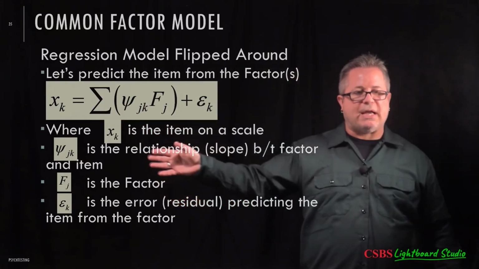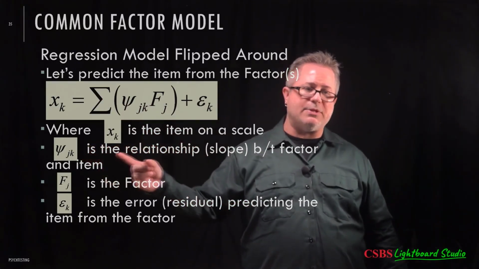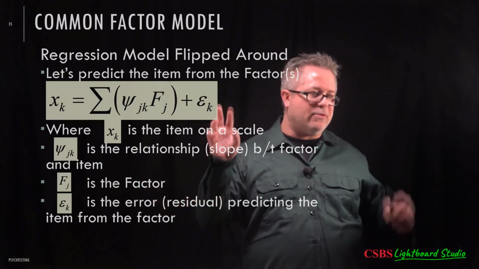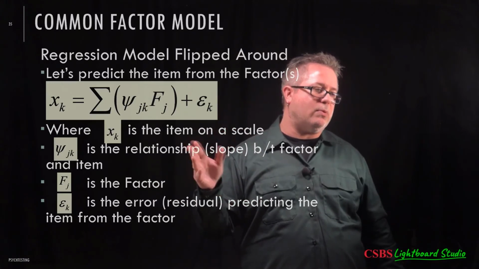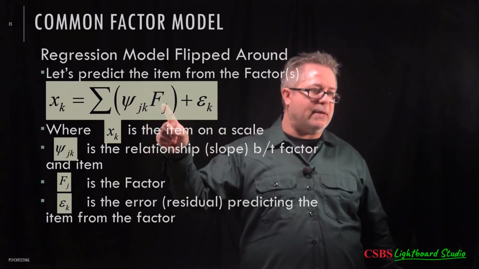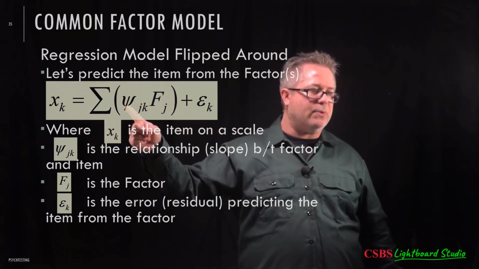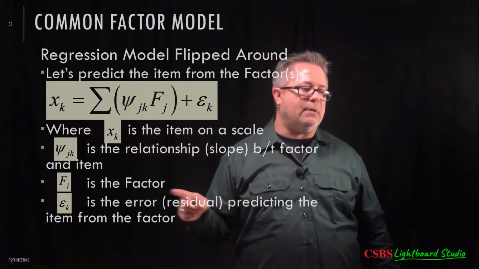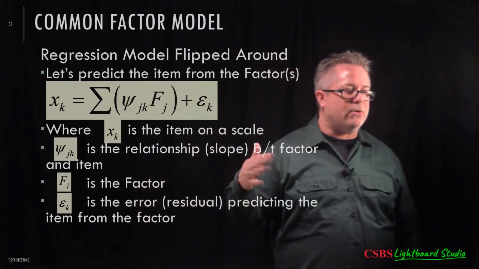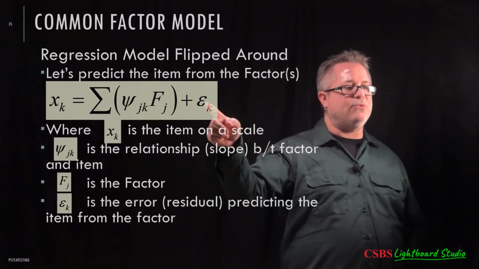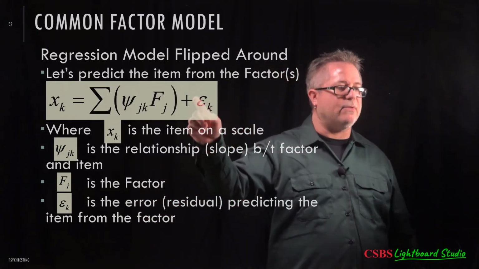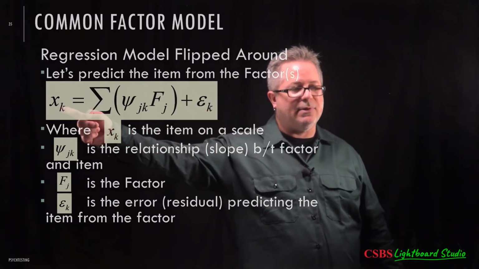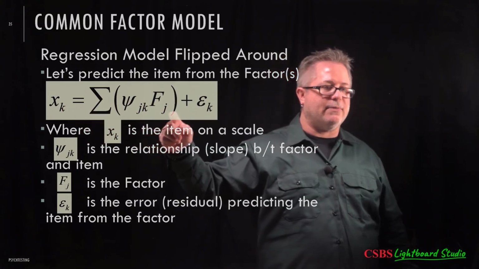So x sub k is the item. This psi jk represents the relationship between the factor and the item. I'm saying slope here, but it's like slope in quotes. It's really more like a correlation. What's the correlation between the factor and the item? And that's what these are called, loadings. And fj is a factor, and e is that error or residual. Even though we call it e, it's really u. It's the unique variance. It's the portion of the variance in item k that isn't related to the factors.